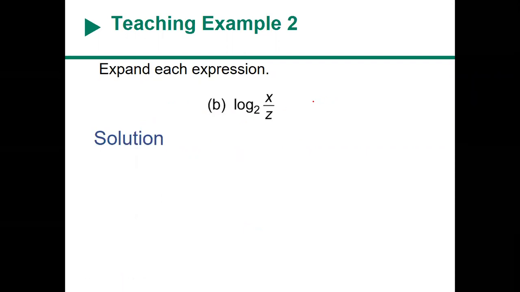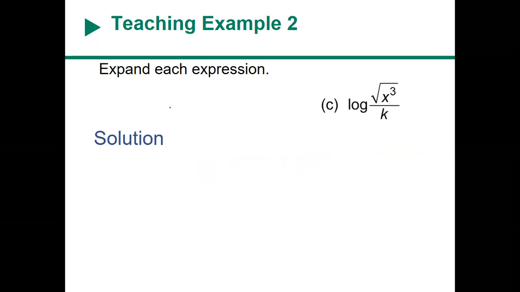All right, here, this is an example of the quotient. And the quotient rule says that if I am taking the log and the expression has division, I can take the log of the numerator and subtract from it the log of the denominator. So easy peasy.